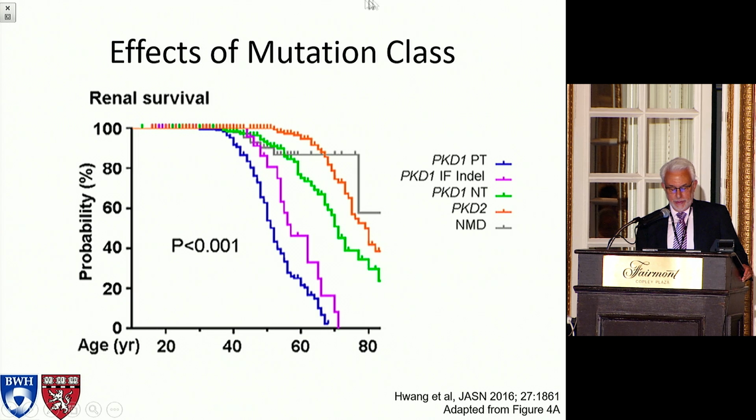And you can see, if you look at renal survival, the blue line here represents a protein truncating mutation with a much faster decline in kidney function than those in the green line, in which the protein is non-truncated and there still remains some activity. PKD2, as I showed you earlier, has a less severe course, and those with no mutation detected, who may not have classic PKD mutations, have the best prognosis. So the type of mutation has a definite impact on the prognosis.